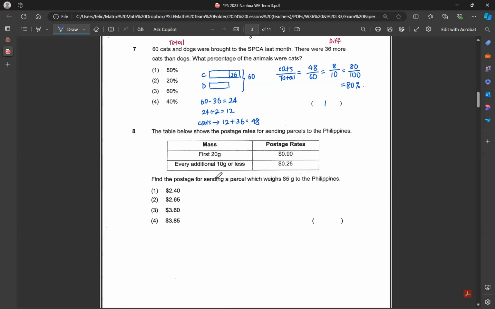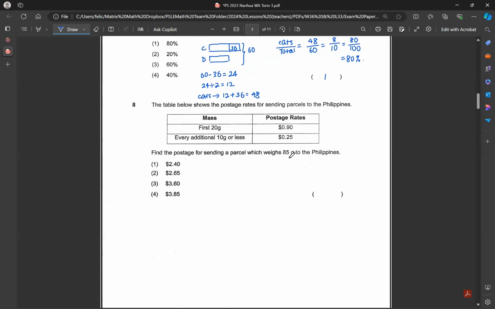Okay, find the postage for sending a parcel which weighs 85 grams to the Philippines. All right, so this is how I'll do it first. By the way, this question is on the topic called rate, R-A-T-E. Okay, so it must be clear, like this is from where. All right, now they say 85 grams. So first, let's look at the table. All right, definitely we will prioritize the first 20 grams first, because definitely this has to be counted.